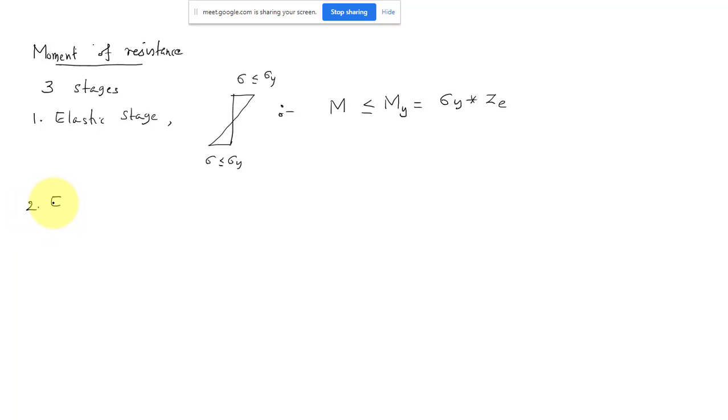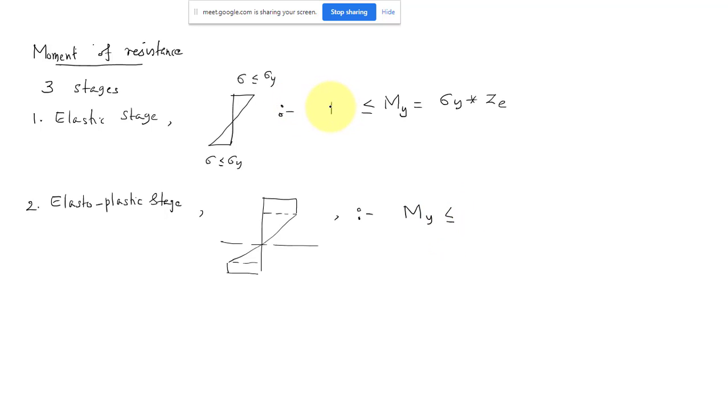And the next stage will be the elastoplastic stage. That means some part has already yielded and the remaining part has not yet reached the yield point. So the stress block may look something like this. This part is already yielded and this part is still in the elastic range. So you can find the corresponding moment of resistance. That moment of resistance will be something more than your yield moment, right?